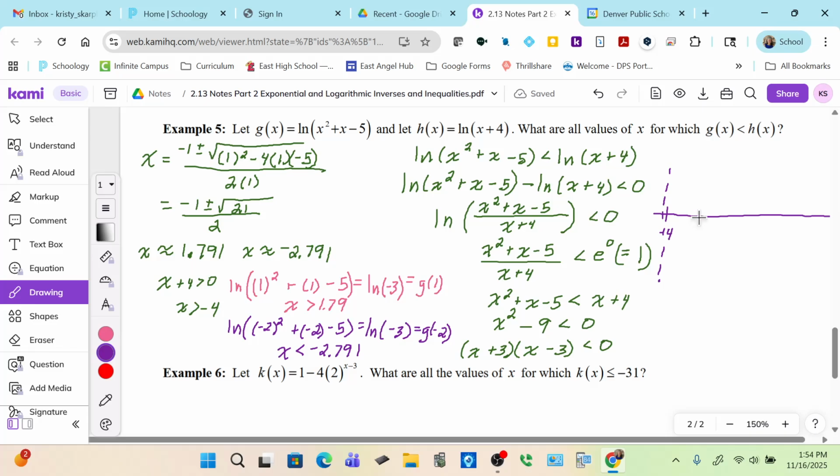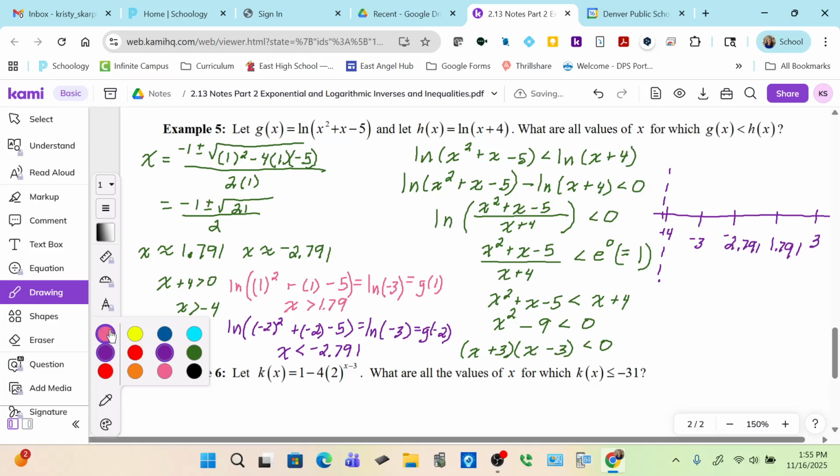We've also got a negative 3 from our factoring here. We've got negative 2.791. We've got positive 1.791. And then we have a positive 3. So we need to check for intervals where we're going to end up with a negative value because we want it to be less than 0. But keep in mind we have to be less than negative 2.791, greater than 1.791.